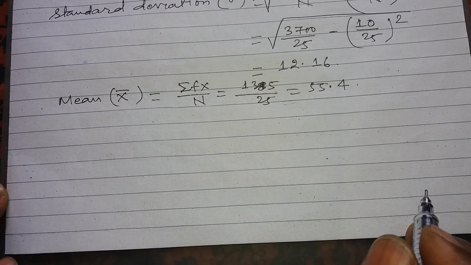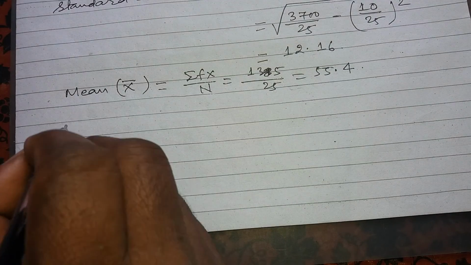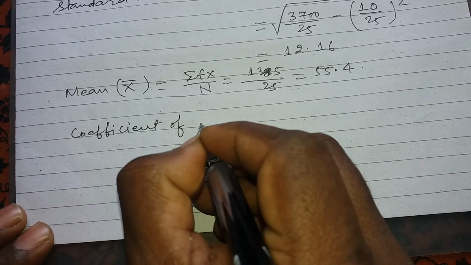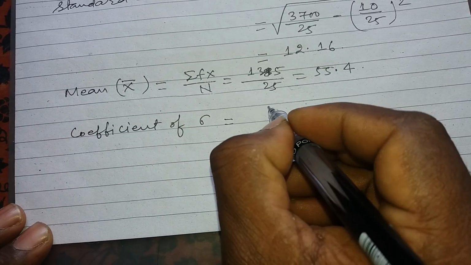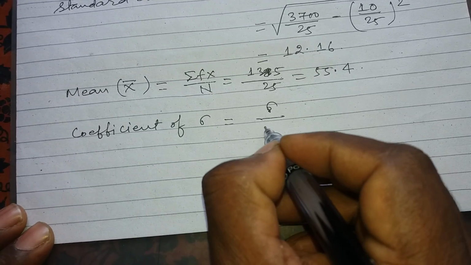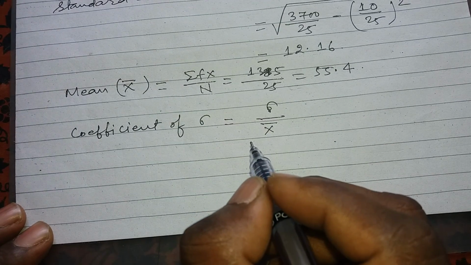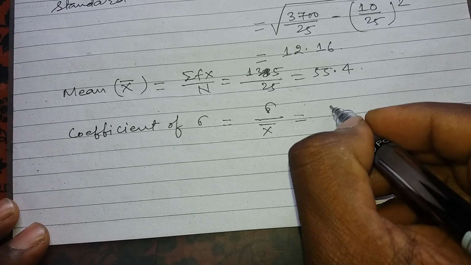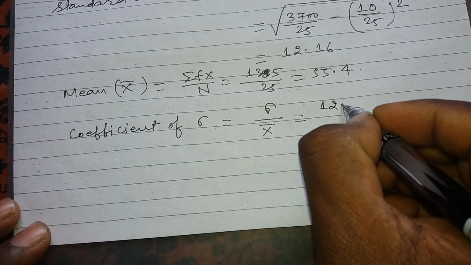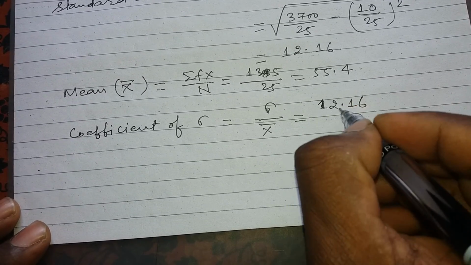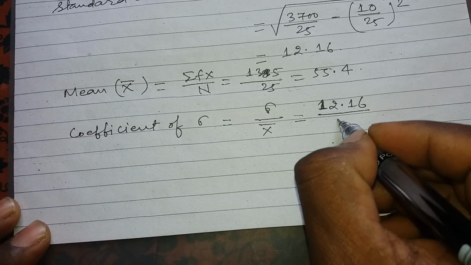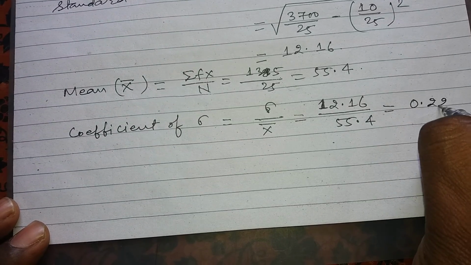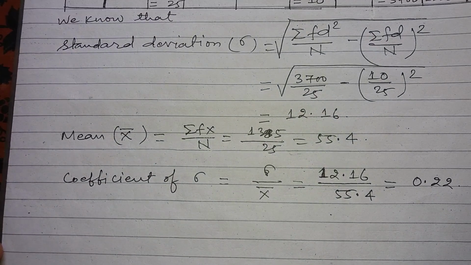After getting the mean, we can find its coefficient. We write here: coefficient of standard deviation is equal to standard deviation divided by mean. I have already informed you of the formula; again I wrote it. So the value is here: standard deviation is 12.16 divided by 55.4. When we calculate it, we will get 0.22. Students, this completes the solution.